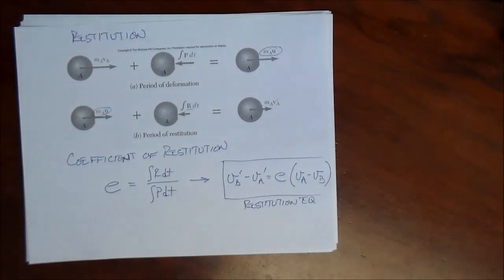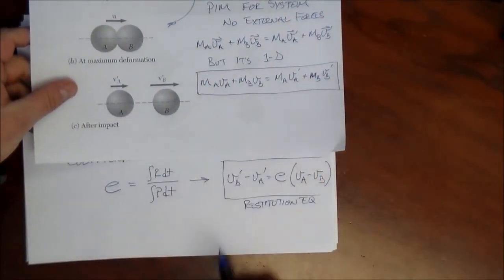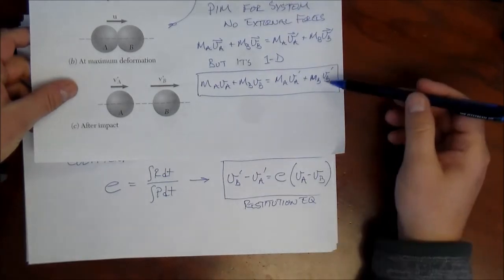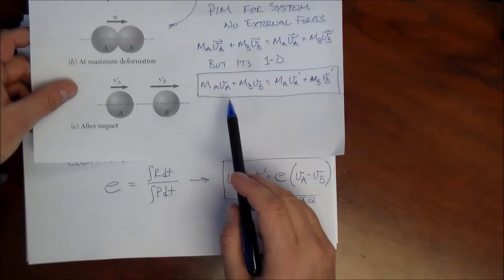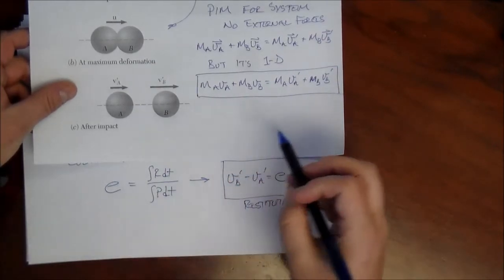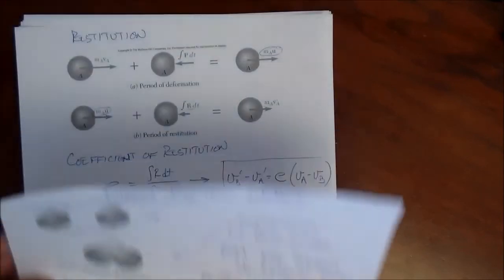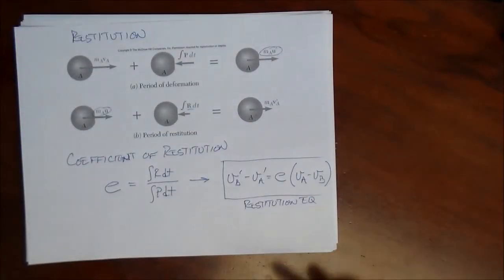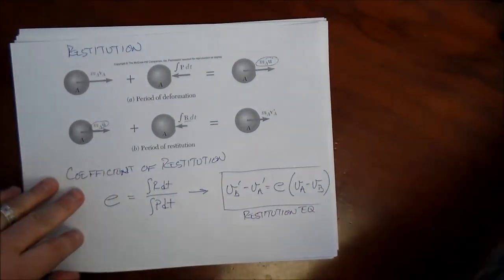So now we have two equations relating the velocities before and after impact. One is the restitution equation, and the second is our conservation of momentum equation that we saw previously. So now, given the initial velocities of the two particles, the masses of the particles, and the coefficient of restitution, E, we can find the final velocities. There are a couple of special cases that are worth considering.